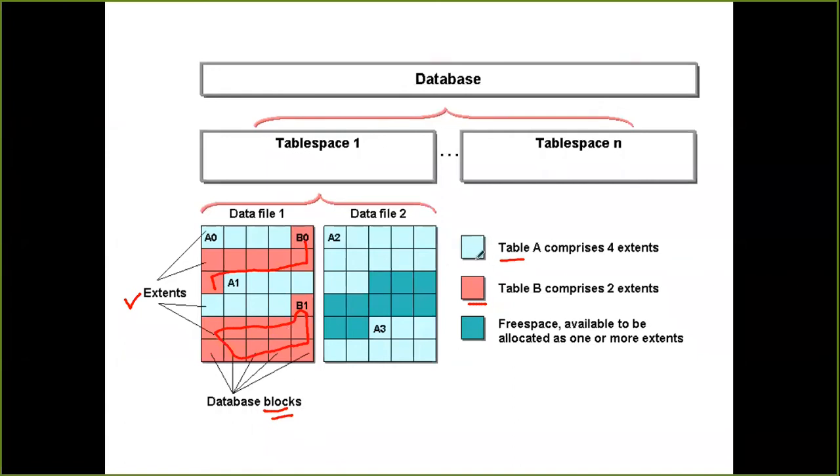So we can have different extents, and the different extents combined make a segment, and multiple segments or multiple data files combined can be contained in a table space, and our total database is divided into different table spaces.